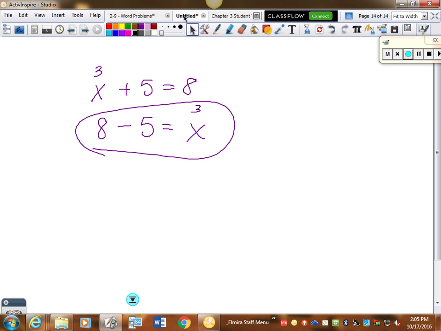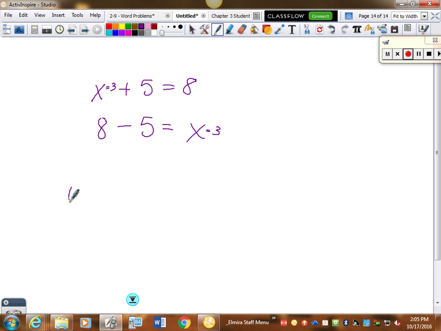Here's what I mean by that. Do you see how these two problems are related? X plus 5 equals 8. 8 take away 5 equals x. One equation is the reverse of the other. In both cases, x is equal to 3. They're both equal to 3. 3 plus 5 equals 8, and 8 take away 5 equals 3.